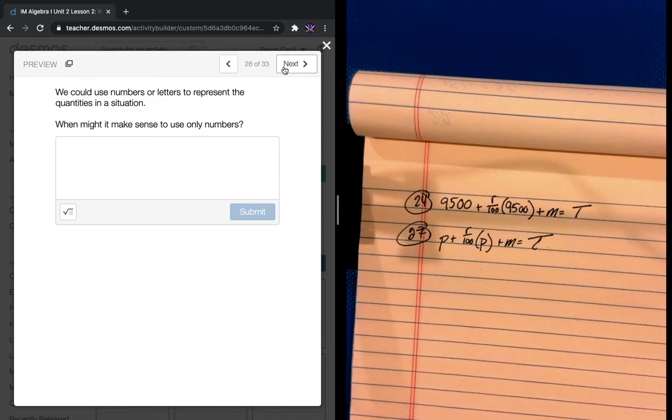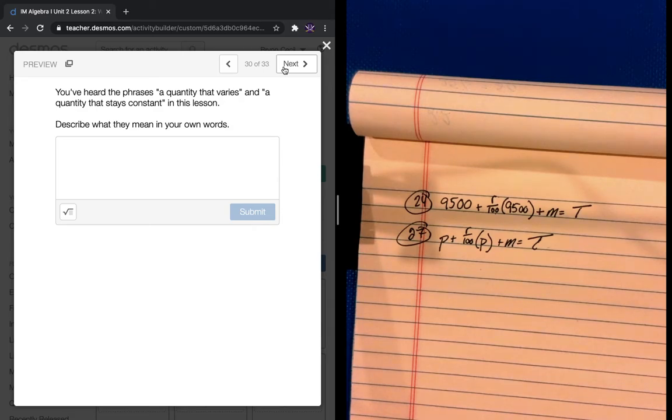When might it make sense to only use numbers? When we know that's set. So for example, that tax rate, when we knew the tax rate was 0.06, it's not going to change. We're going to take that times 0.06. Think about back last week when we used the Celsius formula. We're always going to use 5 over 9. That's what we're taking times. Those are things that never change.